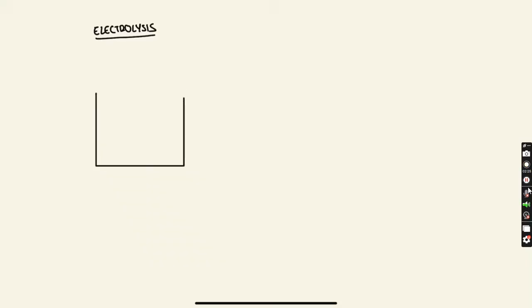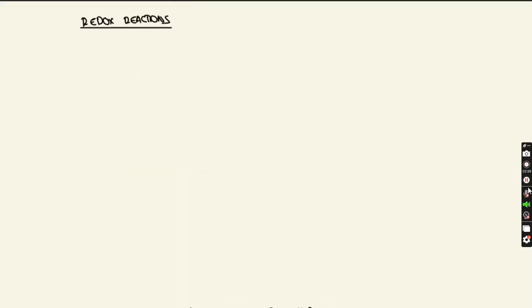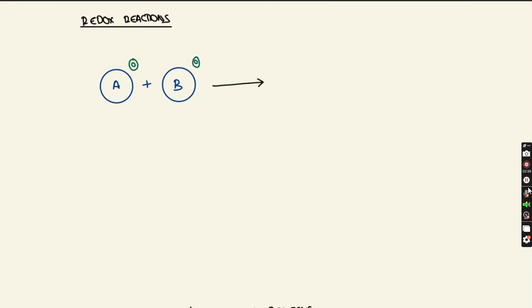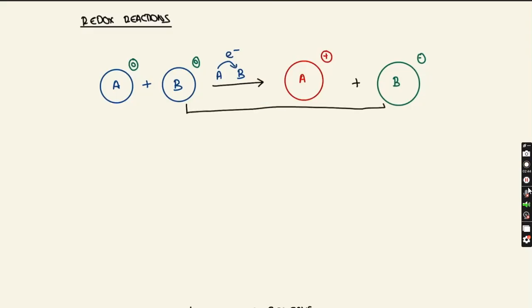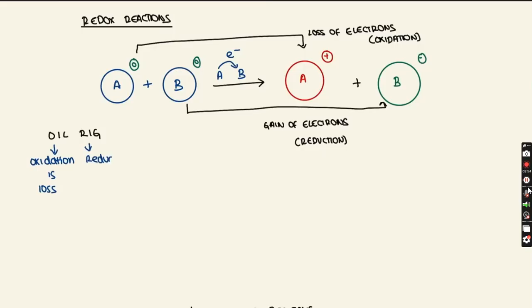Electrolysis is the breakdown of an ionic compound using an electric current. Positive ions move to the negative electrode, which is the cathode, and negative ions move to the positive electrode, which is the anode. Redox reactions involve both reduction and oxidation. Reduction is the gain of electrons and oxidation is the loss of electrons. Reduction occurs at the cathode and oxidation occurs at the anode. A useful mnemonic is OIL RIG, which is oxidation is loss, reduction is gain, and PANIC, which is positive is anode, negative is cathode.